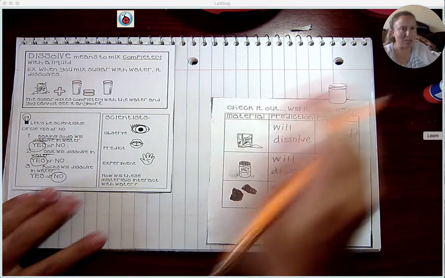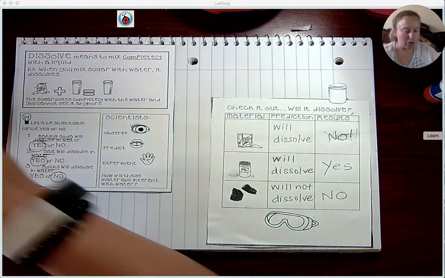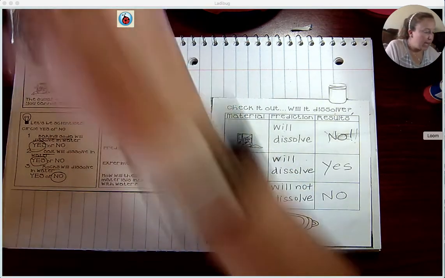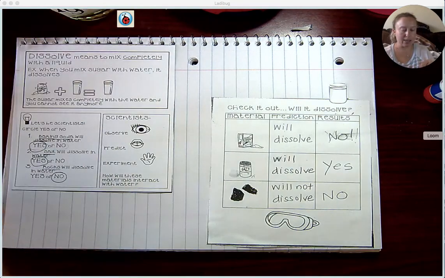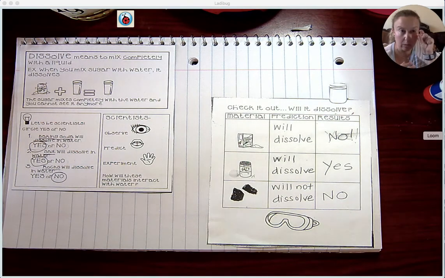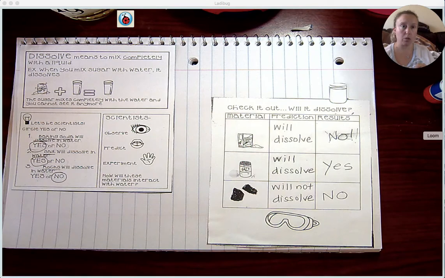So what's happening here? Well, with salt and with sugar, eventually what's going to happen is that the water is present, and the water is actually made up of molecules. You can't see them. They're really, really small. Salt is also made up of molecules, really, really small. You can't see them, but you can see the whole salt itself.